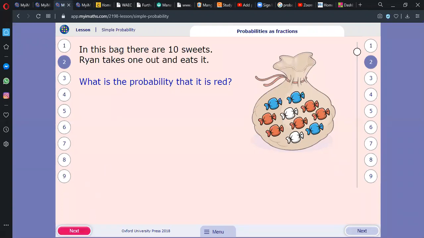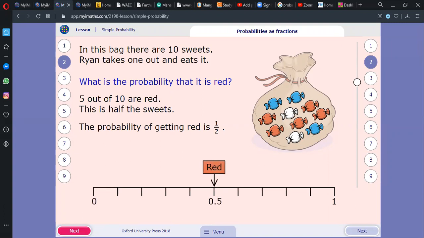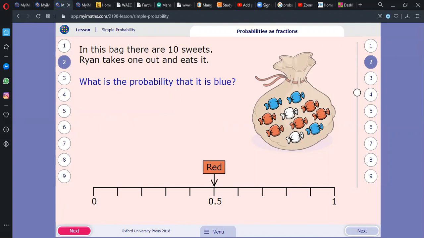So if we proceed, we'll say that 5 out of 10 are red, just like I explained, and this is half of the sweet. So the probability of getting red is 1 over 2, or simply 5 over 10, which has been reduced to 1 over 2. So if we put it on a probability scale of decimal numbers, you can see right here, red is pointing to 0.5. Now, guys, what is the probability that the sweet that Ryan takes out and eats is a blue sweet this time around?